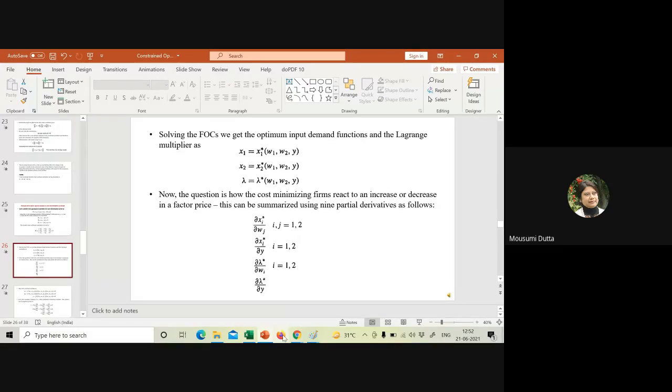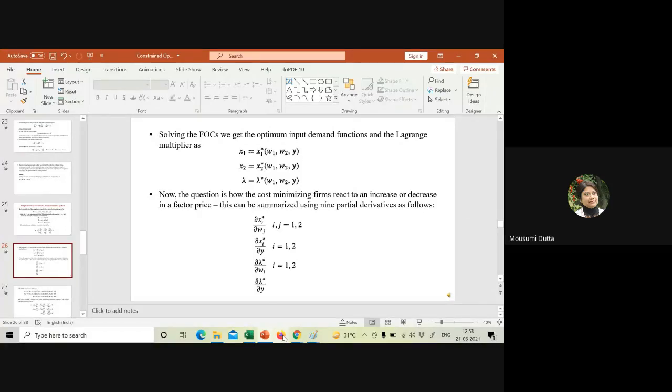We may also be interested in how input demand will change when output changes. That is del xi star by del y. What will be the impact of change in output on input demand? That kind of thing. With respect to lambda, we can take the derivative of del lambda star by del wj. That is del lambda star by del w1 and del lambda star by del w2. And we can also derive del lambda by del y. So all these derivatives we need to do. We need to discuss all these derivatives.